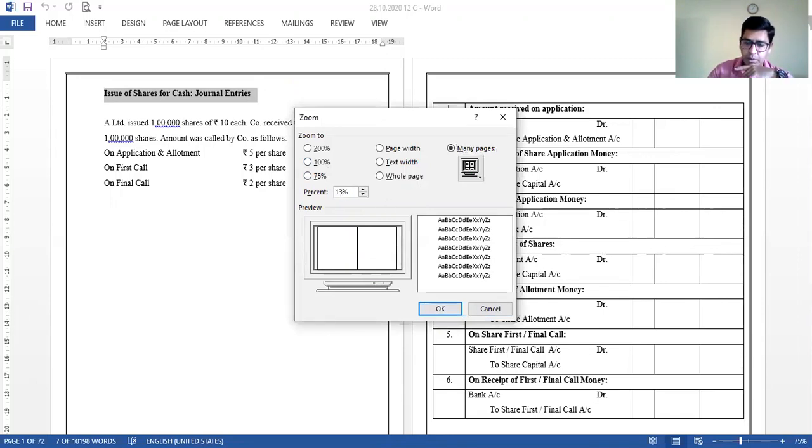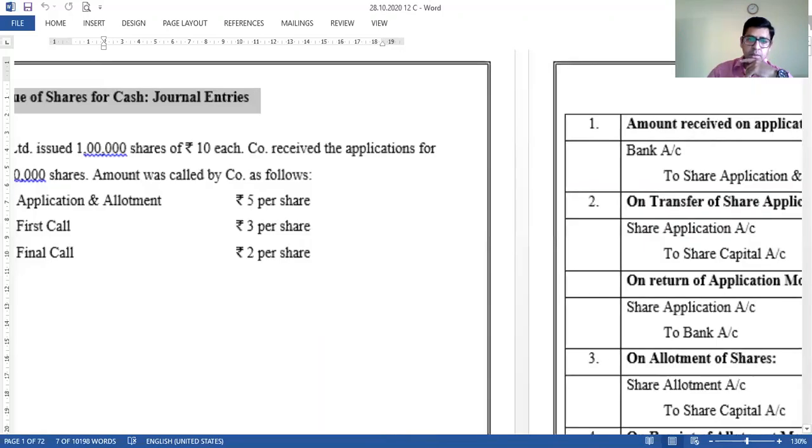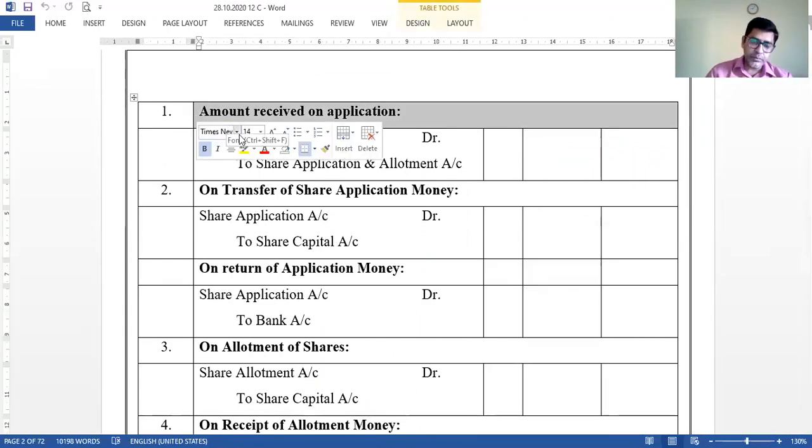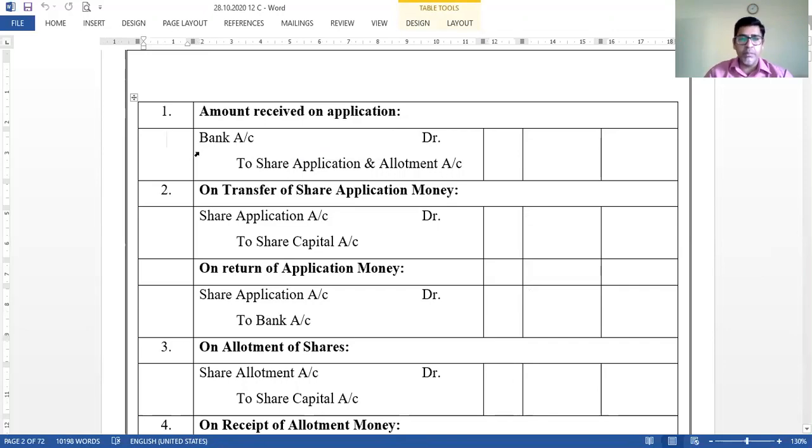The first step, if you remember, was to receive the applications. Whenever the applications are received along with the money, when you receive the application money, being a company, the entry required is bank account debited to share application account. Allotment should not be there. I'm sorry. To share application account. Got it?